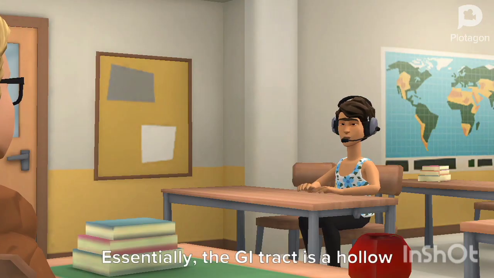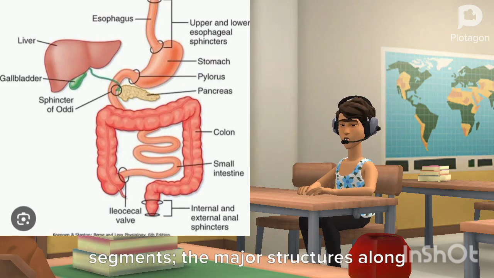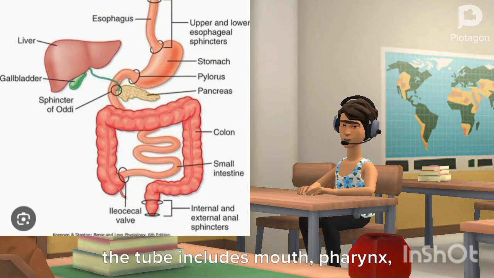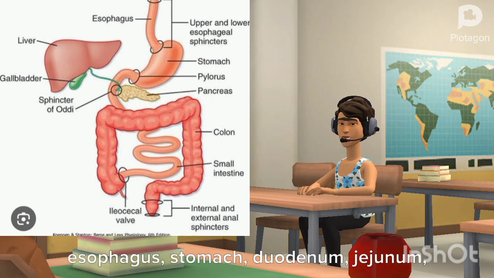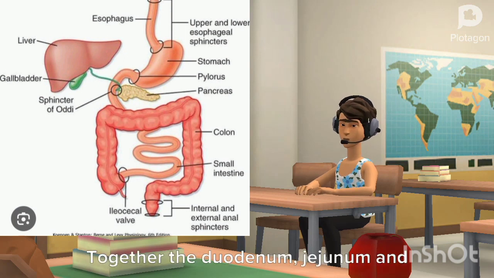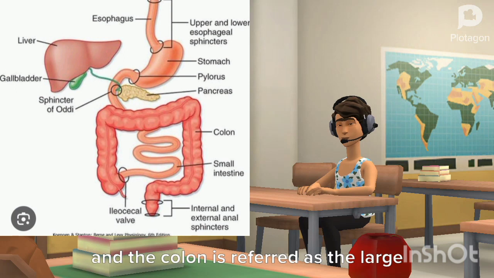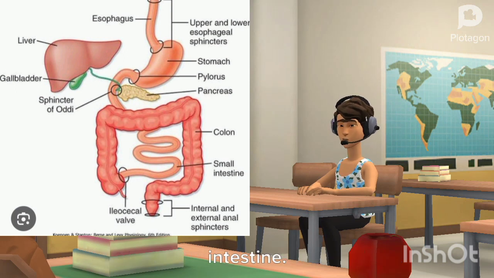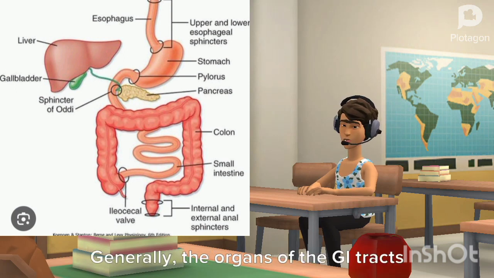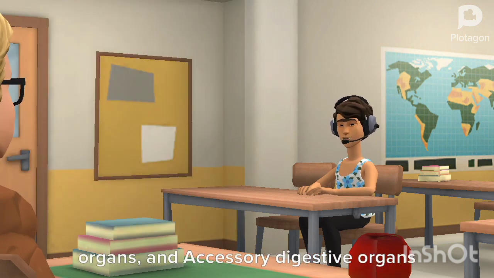Essentially, the GI tract is a hollow tube divided into major functional segments. The major structures along the tube include mouth, pharynx, esophagus, stomach, duodenum, jejunum, ileum, colon, rectum, and anus. Together the duodenum, jejunum and ileum make up the small intestine, and the colon is referred to as the large intestine. Generally, the organs of the GI tract are divided into primary digestive organs and accessory digestive organs.